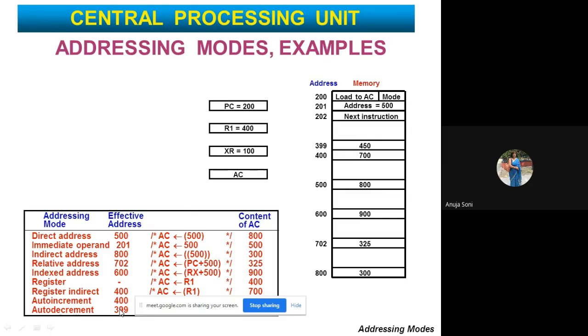If you have any kind of doubt, you can ask. So how do we obtain that 450? Yes, please. How do we obtain the 450 that we get at the location 399?